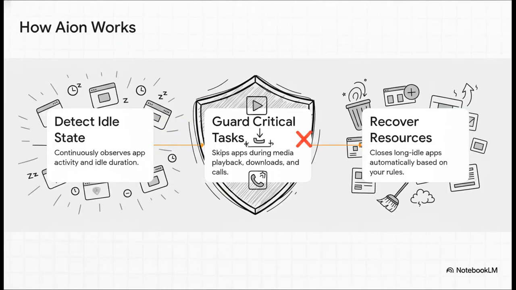So how does this whole thing actually work? Well, it's a really simple but powerful three-step loop that's always running. First, it figures out which of your apps have gone idle, the ones you're not using. Then, and this is the most important part, it uses its guard system to make sure it doesn't touch anything critical. Finally, once it knows it's safe, it swoops in and reclaims those precious system resources.